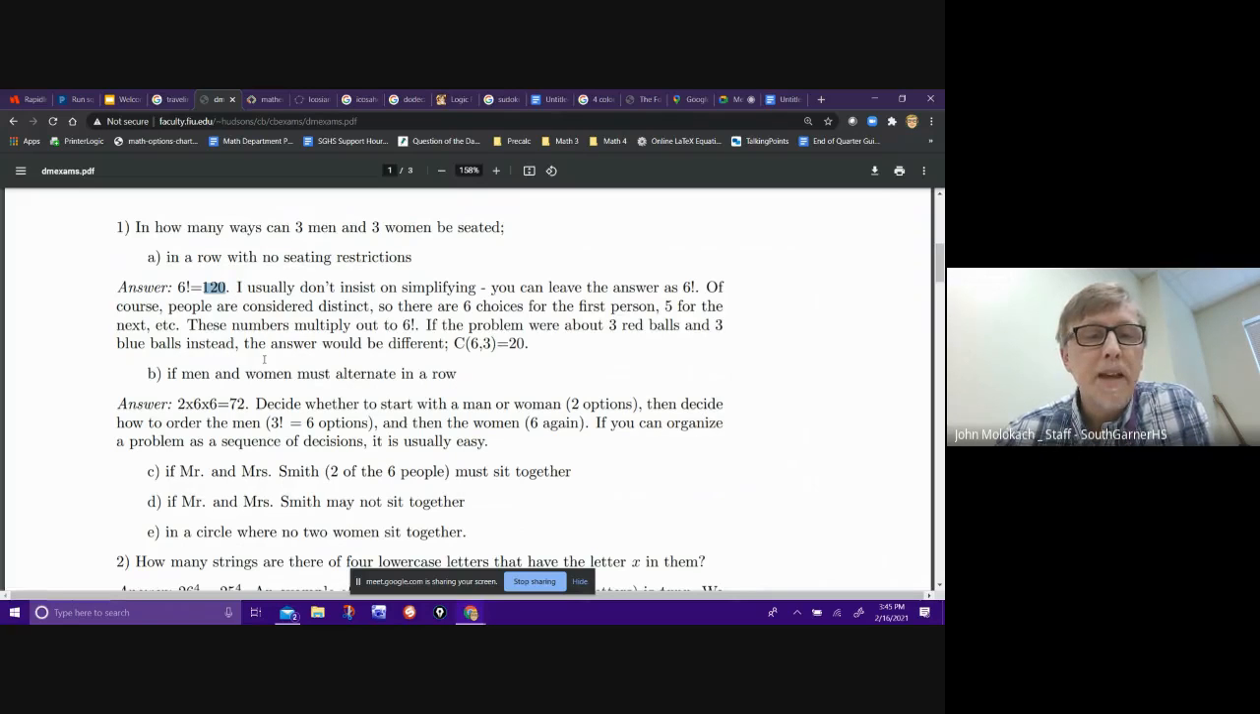And what happens if the men and women must alternate in a row? Well, that's a different story then. So we can solve problems like this pretty easily with just simple multiplication.